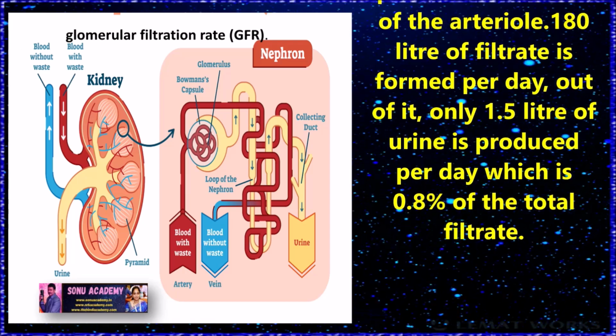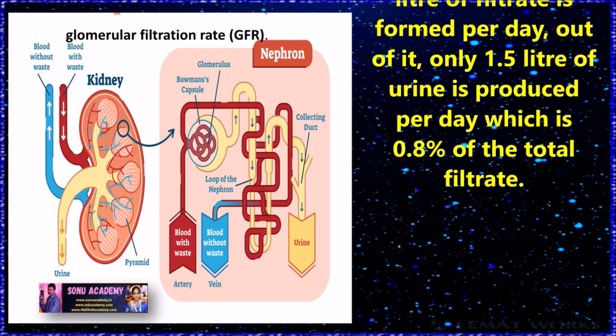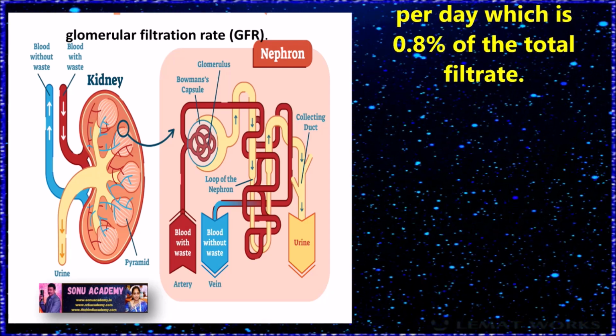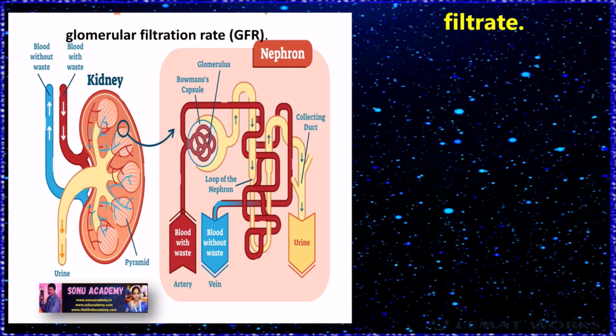180 liters of filtrate is formed per day. Out of it, only 1.5 liters of urine is produced per day, which is 0.8% of the total filtrate.